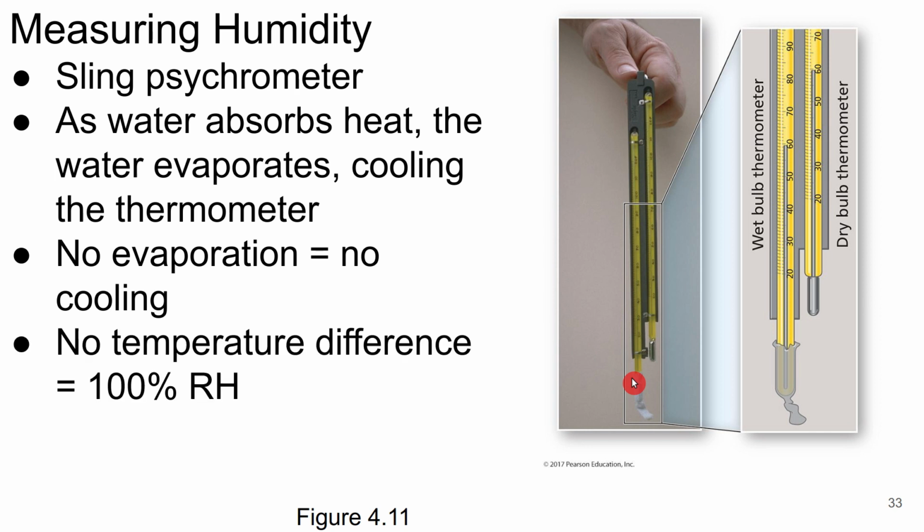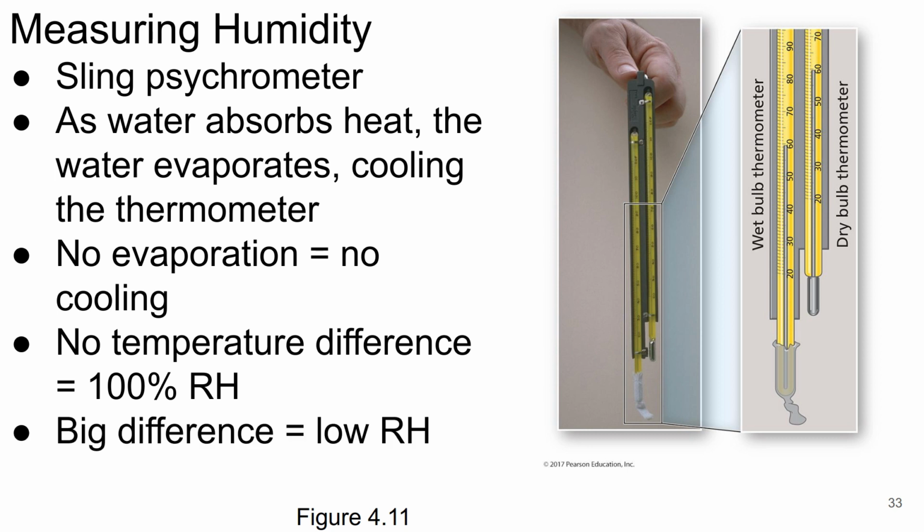If there's no temperature difference, then the relative humidity would be 100%. If there's a big difference, that means lots of water vapor evaporated. Lots of water evaporated means the air is relatively dry and the relative humidity is low. There's a table that you'd look that up on. You look up the wet bulb temperature, the dry bulb temperature, and then what the difference is between them. And then the chart just shows you what the relative humidity actually is.